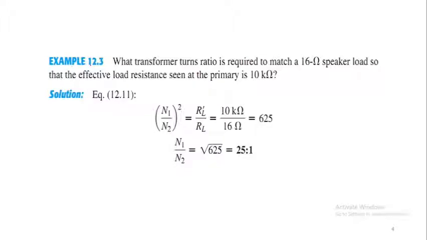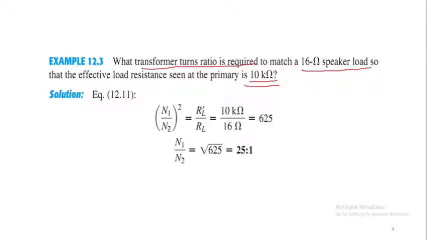This is an example, example 12.3. It says what transformer turn ratio is required to match a 16 ohm speaker load so that the effective load resistance seen at the primary is 10 kilo ohm. Means the value of RL is given as 16 ohm and RL prime is given as 10 kilo ohm. You need to find the transformer turn ratio.